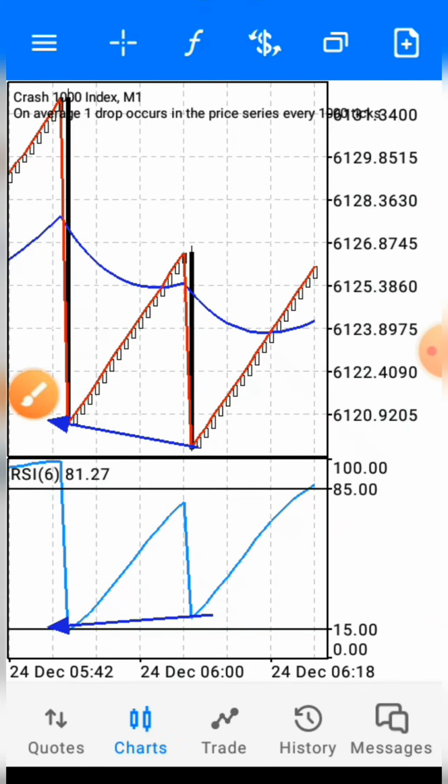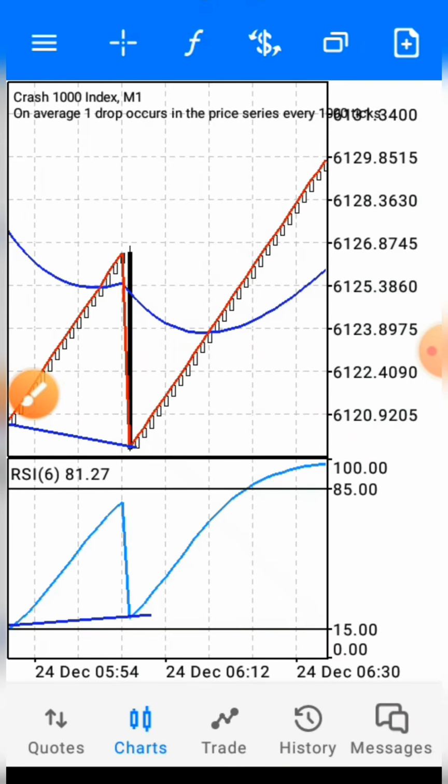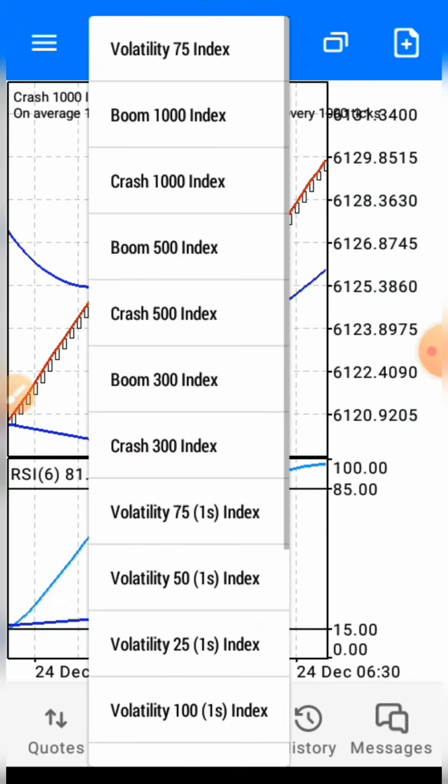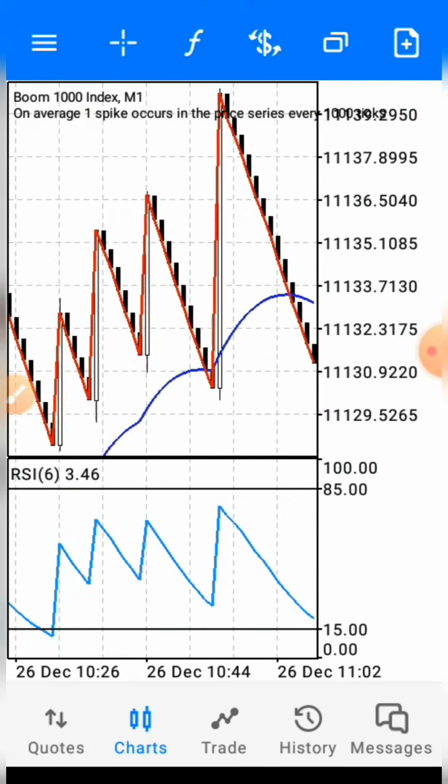Then after you see something like this, you wait for your crossing. You can see the crossing right here. You take 5 candles. So guys, you can see it works very well on Crash 1000 and Boom 1000. And so these are the two synthetic indices I would recommend you use it with.